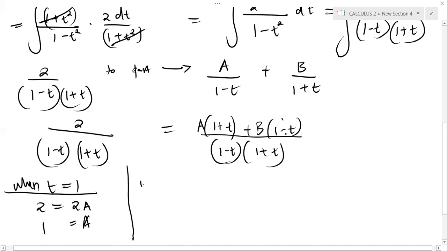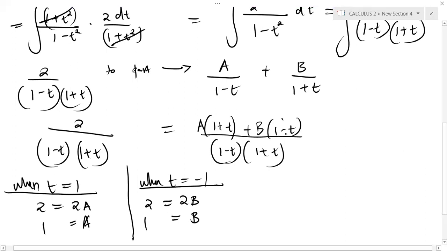Then choose another value of T. When T is equal to, let's say, -1, on the numerator, we will have 2 is equal to, T is -1, so this will give us 0. T is -1, so 1 minus minus, that will give us 2B. So B is also equal to 1.